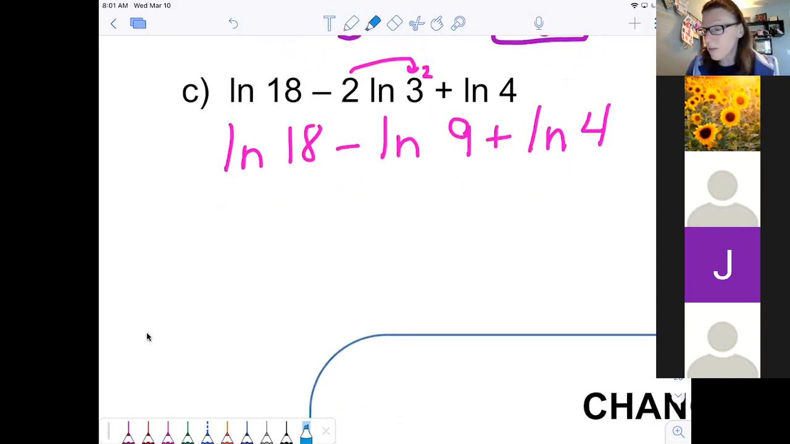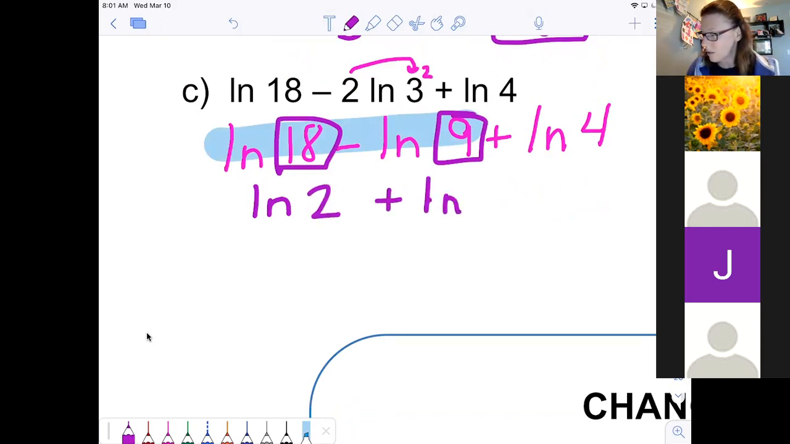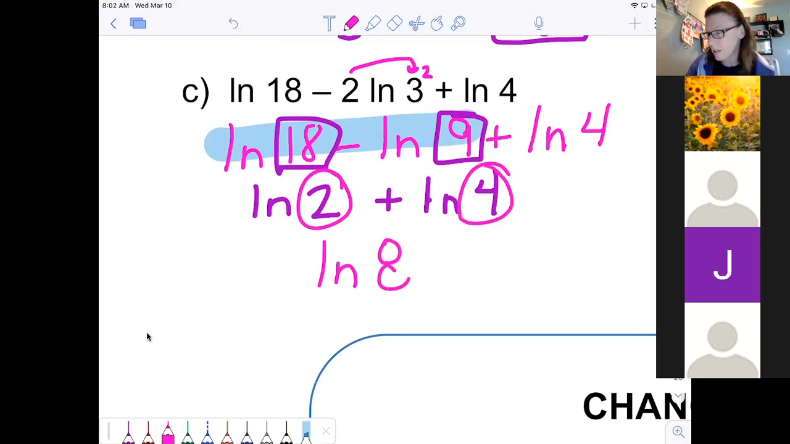Moving left to right, that's the key. You must go left to right. That's how you read a book. That's how you do addition and subtraction, from left to right. So we're taking the natural log, 18 divided by 9. Subtraction condenses into division, so that makes 2. And now the last two are addition, so I would multiply and I get 8. Are there questions on that?